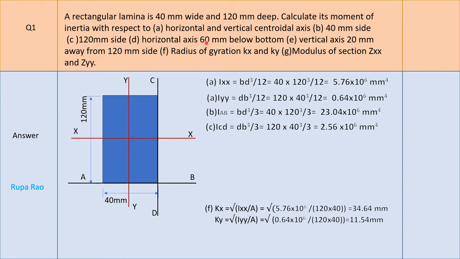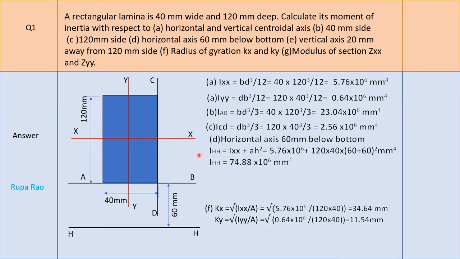Then horizontal axis 60 mm below bottom. Now let us draw one horizontal axis here, 60 mm below bottom. Here this is our axis HH, horizontal axis, and this distance is 60 mm below bottom. Now I want moment of inertia about this horizontal axis. How do we do it? To calculate this, horizontal axis 60 mm below bottom, that is IHH, we will be using parallel axis theorem, Ixx plus Ah square.